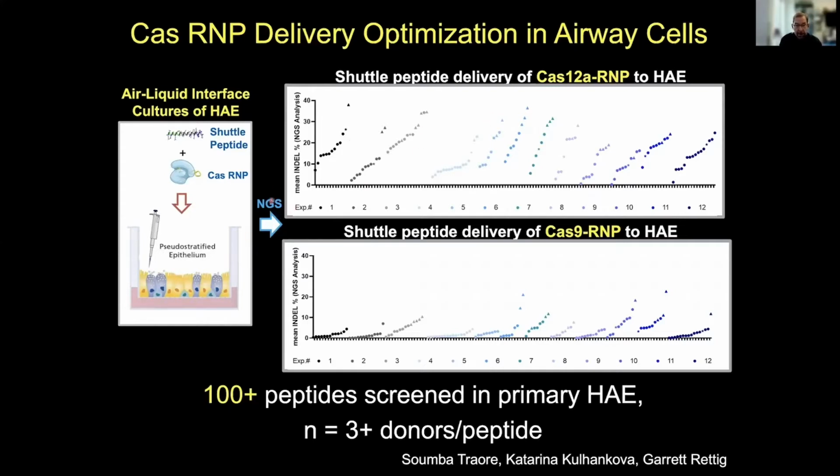So on the top, following NGS, we have the indel percentage for the Cas12 RNP. Each number across the bottom represents a different experiment. And you can see for the various peptides, we have improvement in the indel frequency in replicate experiments. And similarly on the bottom for the Cas9 RNP, iterative screening allowed us to identify peptides with improved delivery properties. We screened more than 100 peptides with 3 or more donors per peptide.